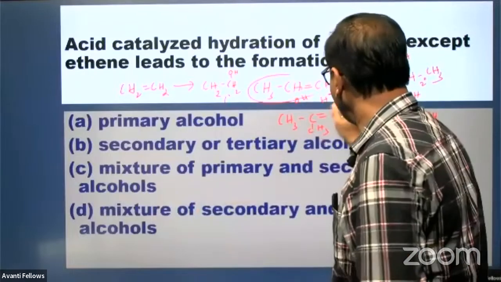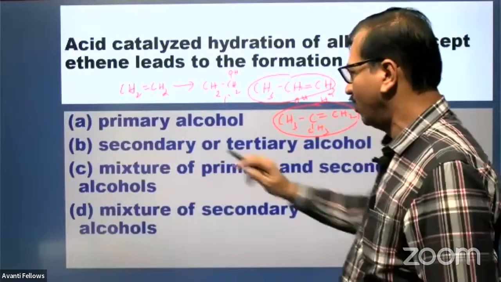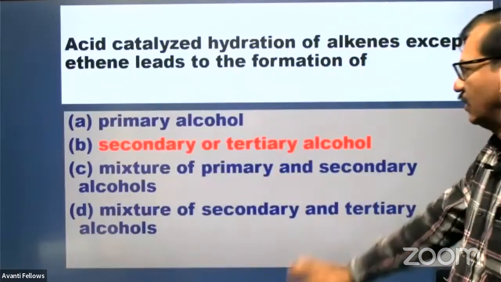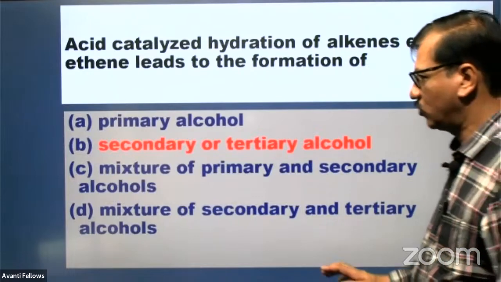Because if this compound is taken, it will be secondary. If this compound is taken, it will be tertiary. Therefore, B is the right option. Secondary or tertiary, one of these, not a mixture, right?